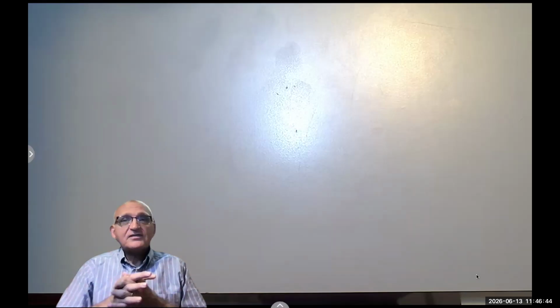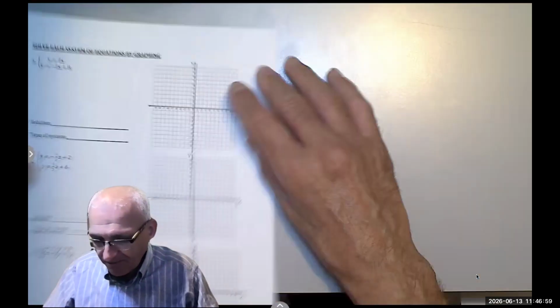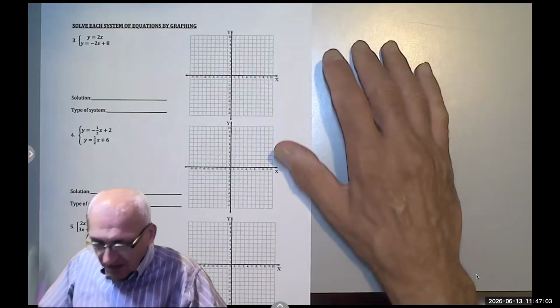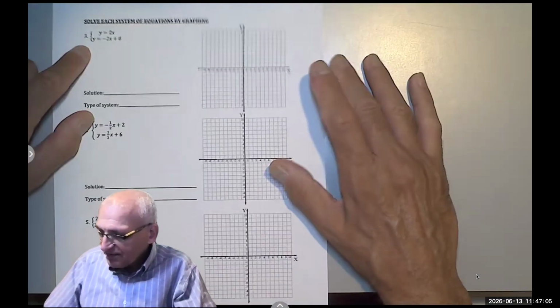Today, we are going to solve a system of linear equations using graphing again. I have a worksheet here that we will use to illustrate some points that I might have skipped last time. So I will start using the odd number problems. I have problem number 3.